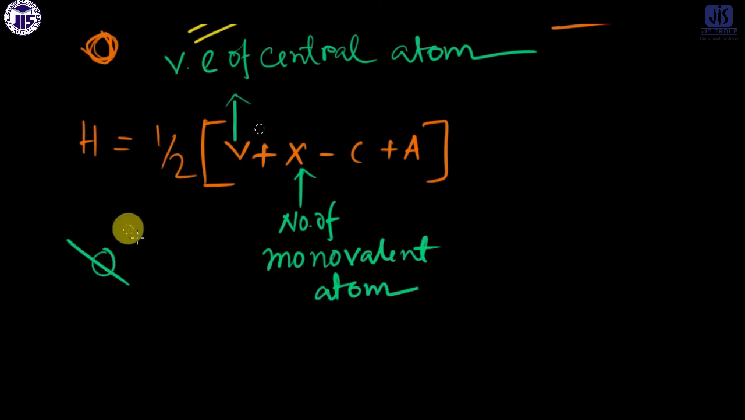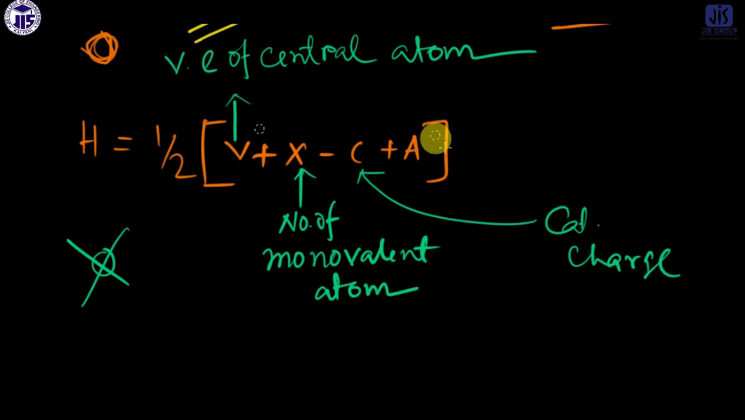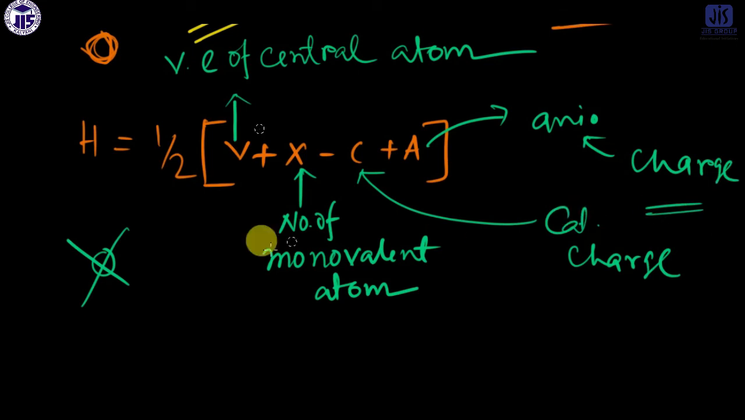Keep in mind, oxygen is not a monovalent atom. Only if monovalent atoms are there do we have to consider them. C is the cationic charge, and A is the anionic charge of the compound. So by following this equation, if you get the value, then you can determine the hybridization from it. I will show you one example.